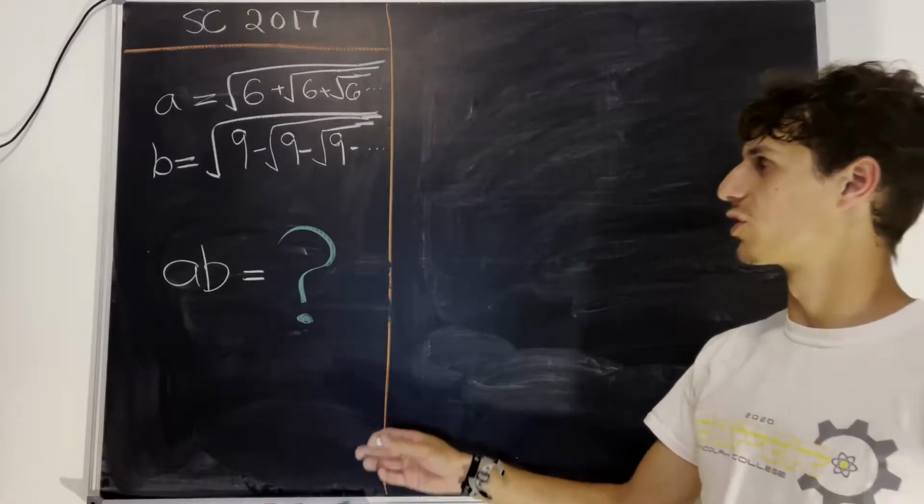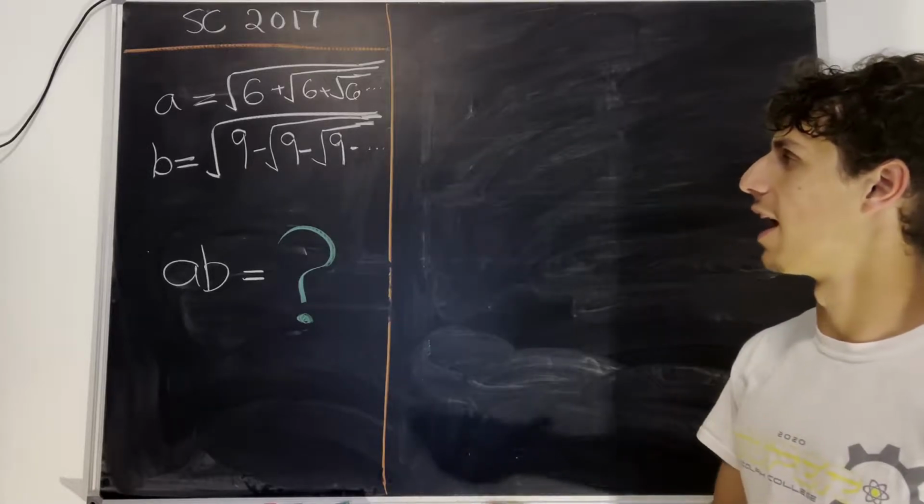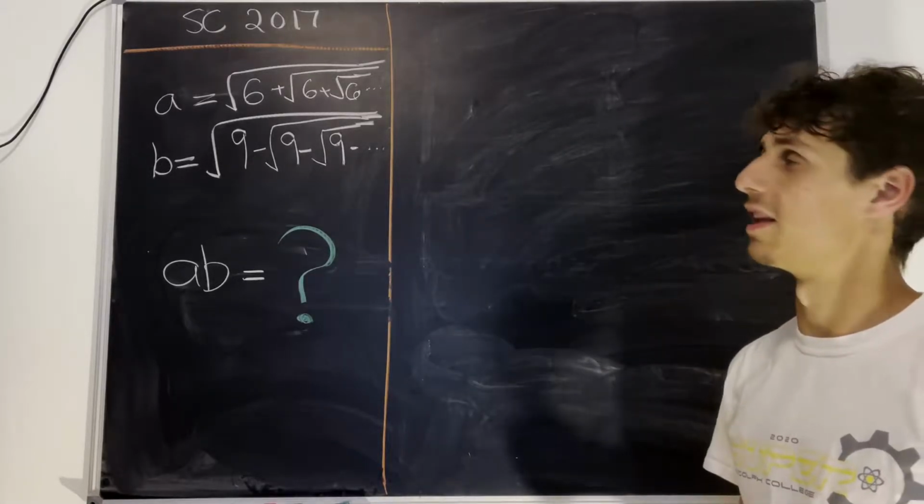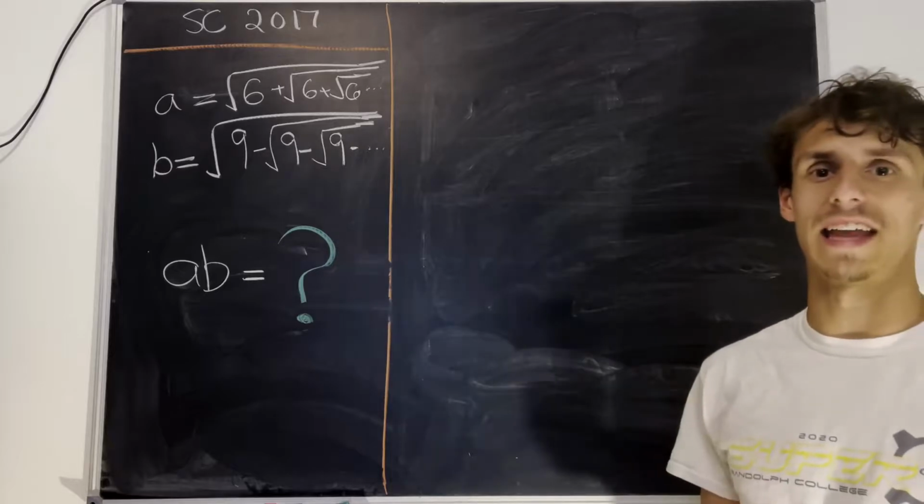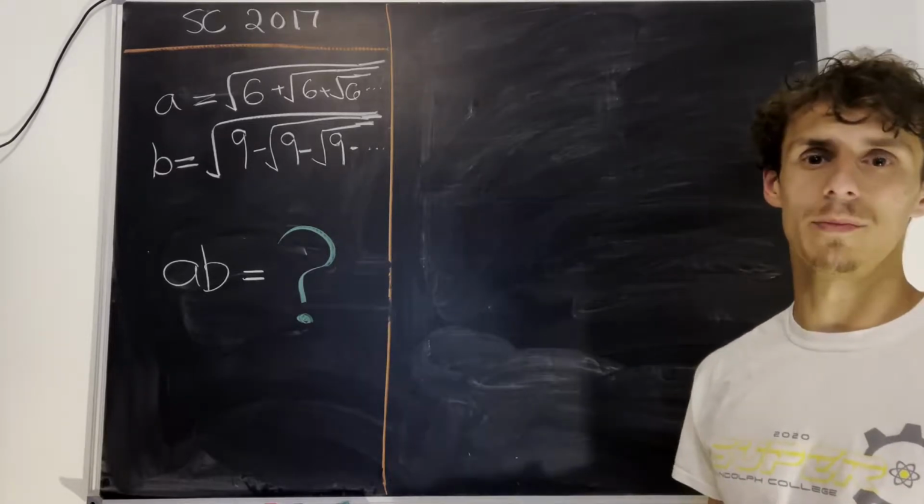And b is equal to the square root of 9 minus the square root of 9 minus the square root of 9, where this continues on infinitely as well. And we're asked to find a times b. So let's jump into the solution.